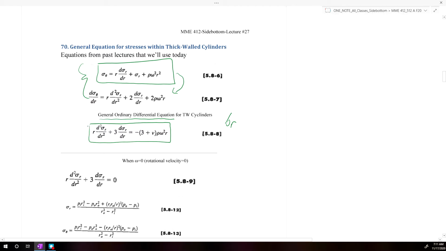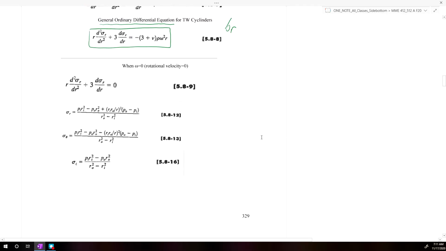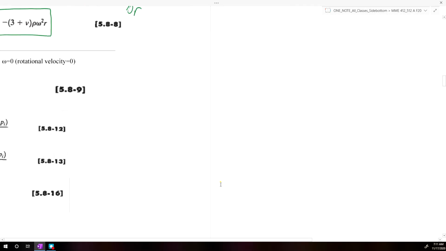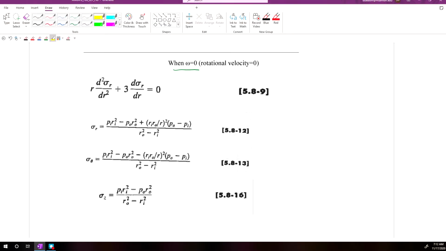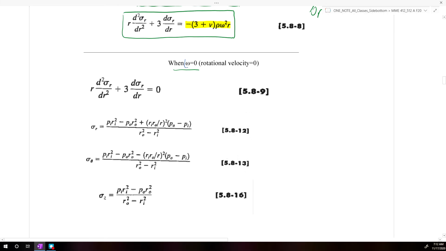So using this equation, if we know the boundary conditions of the problem, we'll have a few different solutions to this ordinary differential equation. The first case, which we talked about during the last lecture, was that if we had a rotational velocity equal to 0, so omega is equal to 0, the term on the right hand side of this equation will become 0, and we're left with this differential equation here.